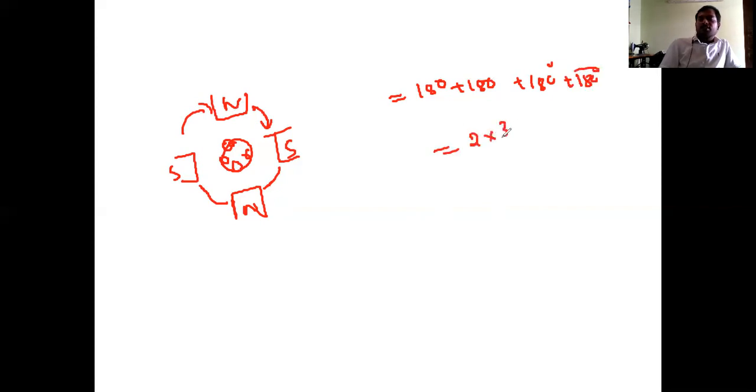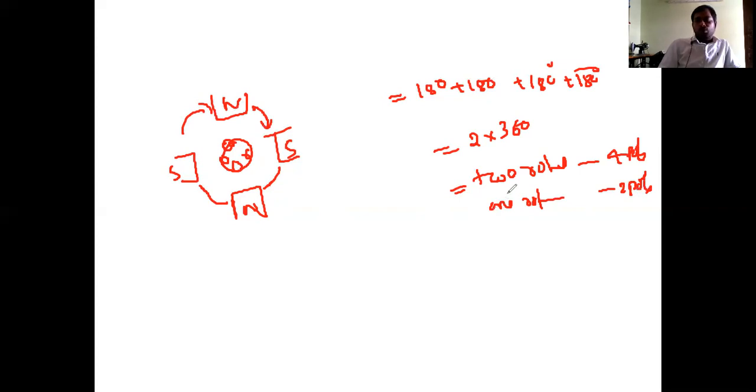To change from north to south is 180 degrees. Again, south to north, 180 degrees. North to south, again 180 degrees electrical. Again, this is 180 degrees electrical. So this is two times 360 degrees, nothing but two revolutions per four poles.